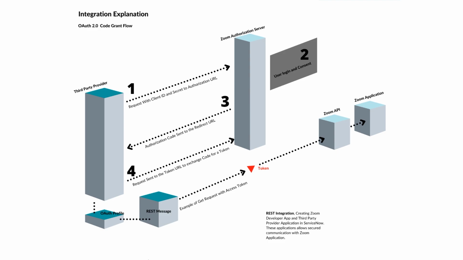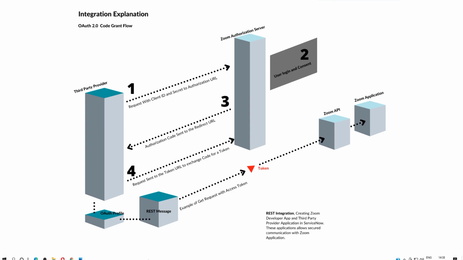So the first thing that we have to do is to prepare the environment. We create a Zoom developer app on the Zoom side, and in ServiceNow we create what we call a third-party provider, a connection to a third-party provider. That's what we create here. So we're going to provide a few pieces of information on both sides, so that we let them communicate in the end to get the token. The Zoom developer app will give us the client ID and the client secret, and Zoom itself will give us the authorization URL and the token URL. And in ServiceNow, we will have what we call a redirect URL, to which Zoom can send a code, some information.